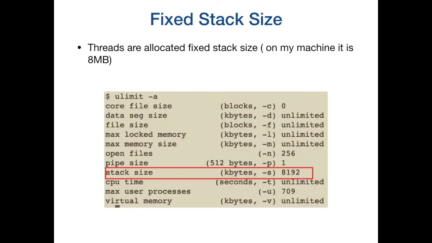So the other issue is the stack size. The operating system gives a fixed stack size for each thread. The actual size depends on the hardware. On my machine, it is 8 MB. So if I have 8 GB of memory, then in theory, I can only create 1000 threads. So the fixed stack size limits the number of threads that we can create to the amount of memory we have.